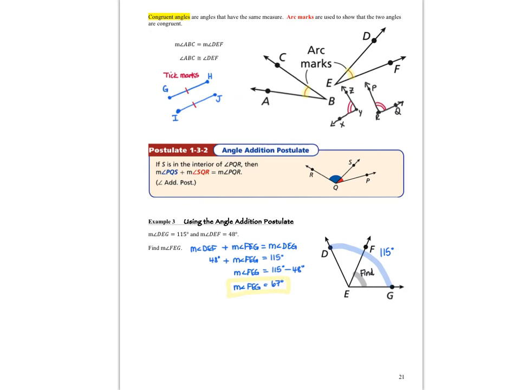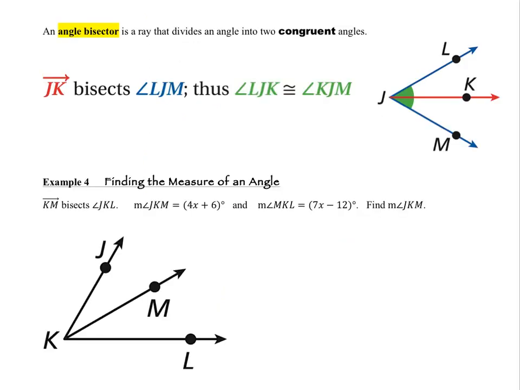Remember to write down any questions in your notes so that we can go over them in class next time we're together. More vocabulary. An angle bisector is a ray that divides an angle into two congruent angles. This means two angles that are exactly the same size. So if ray JK bisects angle LJM, then we have two congruent angles in angle LJK and angle KJM.